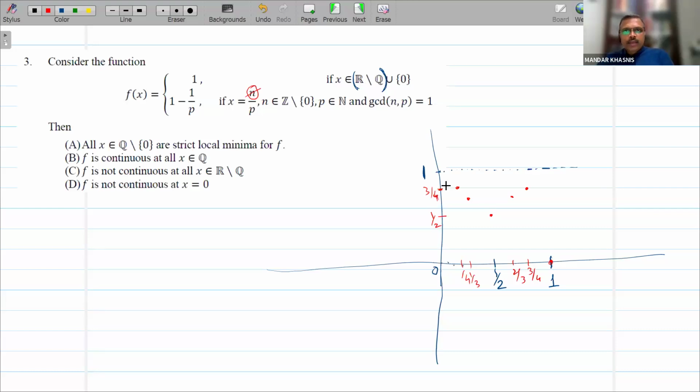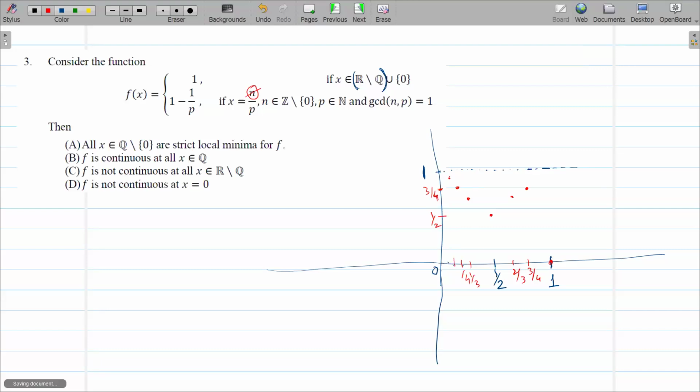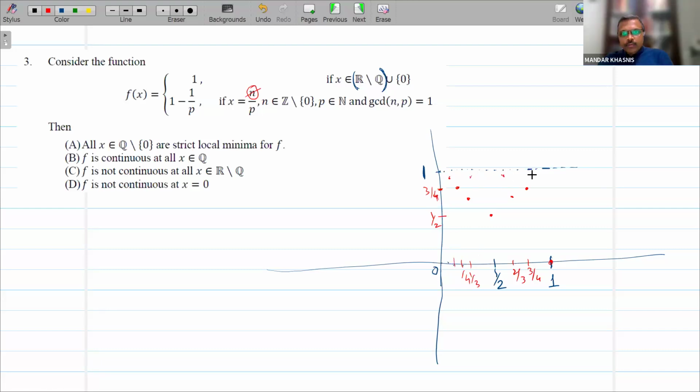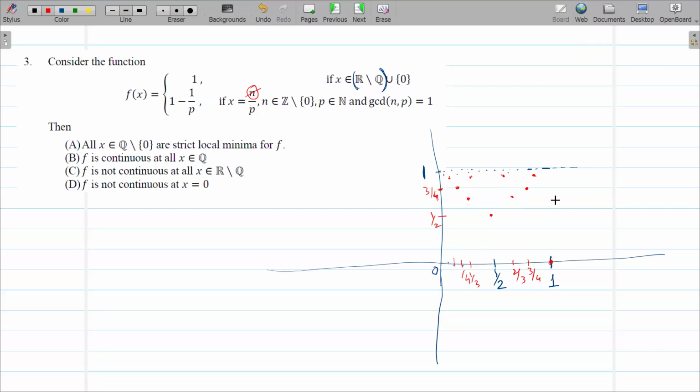Like that. Now at 1 by 5, it will be 1 minus 1 by 5. So something 4 by 5 will appear. 4 places: 1 by 5, then 2 by 5, 3 by 5, and 4 by 5. That is how, now I'm just approximately plotting the dots. Are you getting this? Like that, you will have the dots.